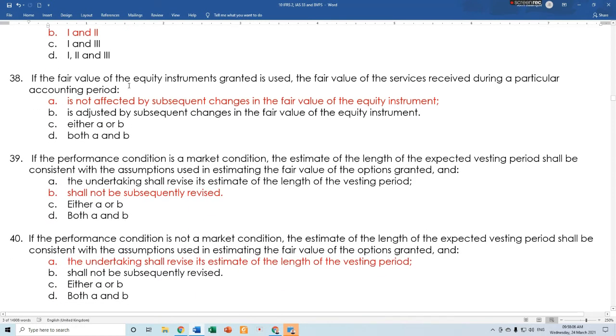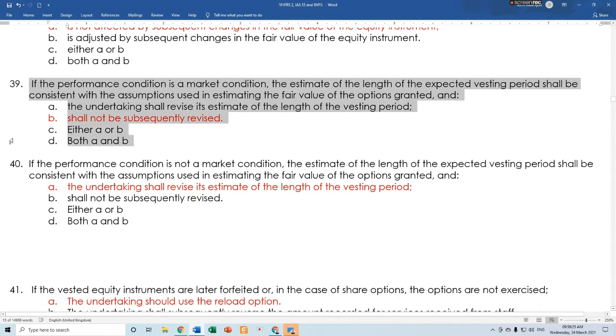38, if the fair value of the equity instrument granted is used, the fair value of the services received during a particular accounting period, letter A, is not affected by subsequent changes in the fair value of the equity instrument kasi na-establish na natin yung ating fair value on grant date.